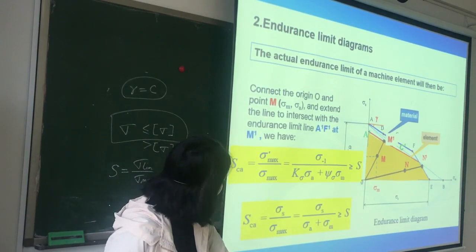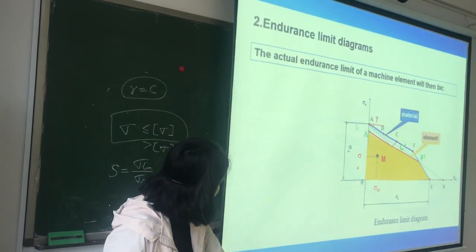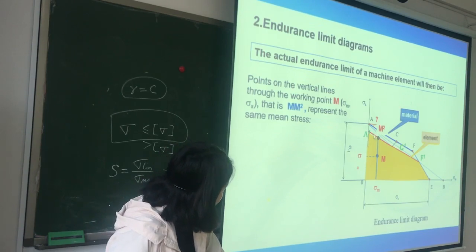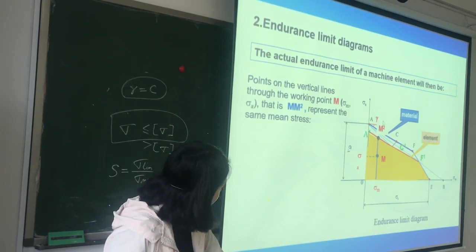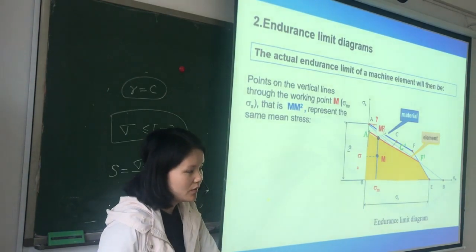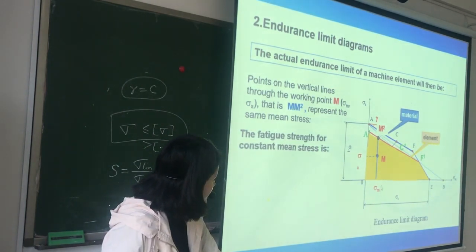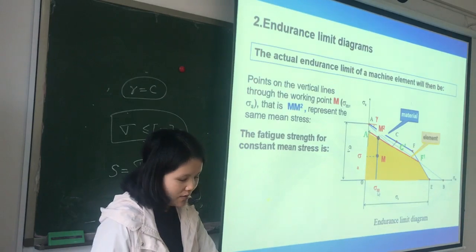And we also can draw a line parallel to the vertical axis, and it intersects the line A1, F1 at point M2. Okay, and for this situation, the mean stress is constant. Okay, this is it.